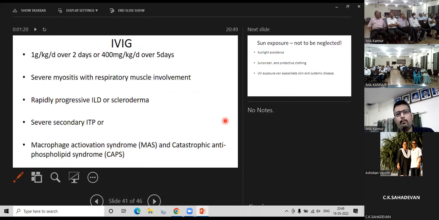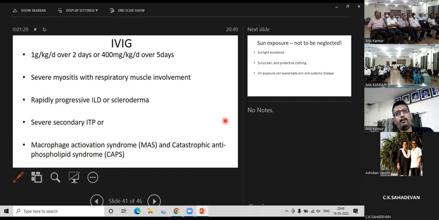So where do we use it commonly? One is severe myositis with respiratory muscle involvement. That's why I wanted you to consider neck muscle involvement in all these patients. The moment the patient has neck weakness, always be careful that the patient may have pharyngeal weakness as well as respiratory muscle involvement. Second is rapidly progressive ILD or scleroderma. Both these patients may be helped with IVIG.